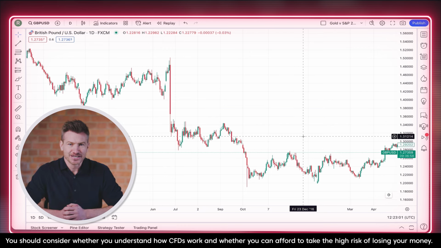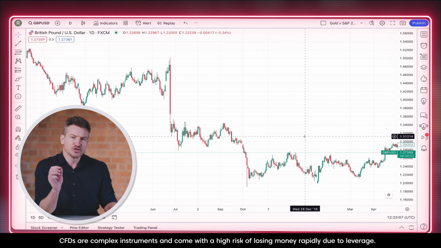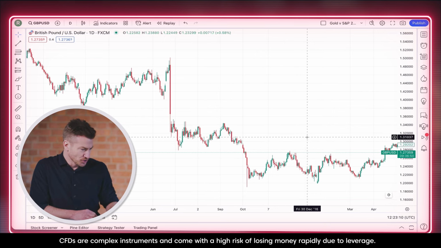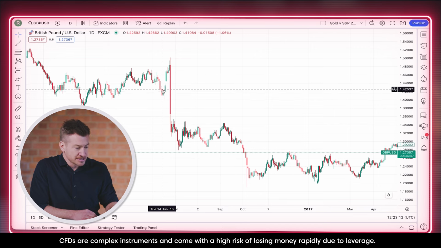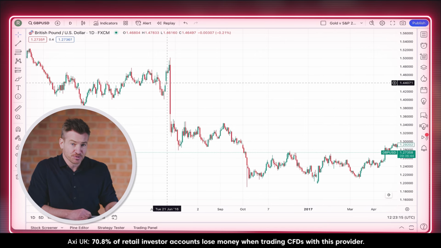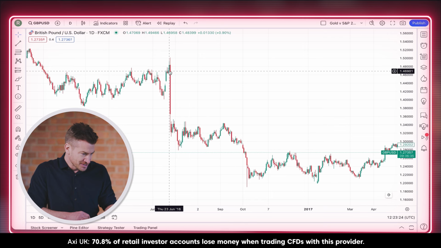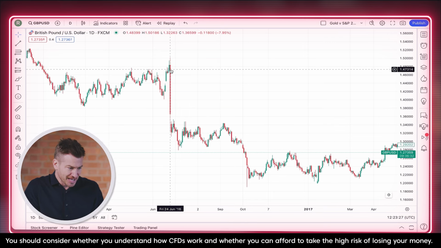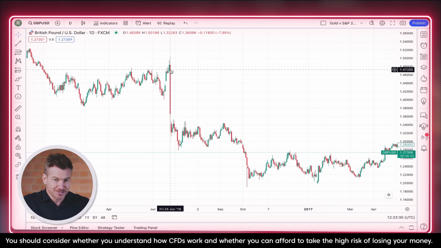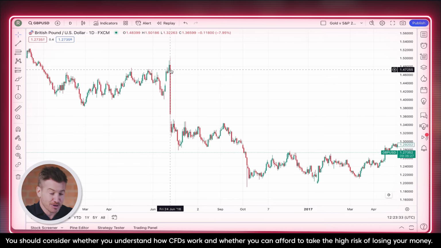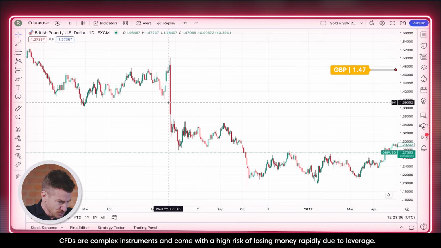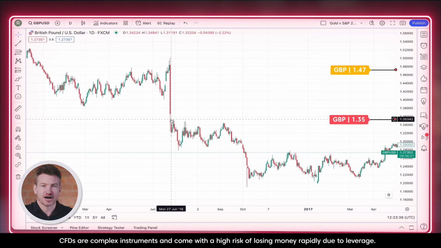Okay, to demonstrate this, let's look at the infamous Brexit vote from 2016. We're going to use the GB pound against US dollar here. As you can see on the chart, in the days beforehand, there was a strong expectation that the referendum was going to fail and that Britain would stay in the European Union. However, as we all know, this was not the case, and the unexpected result saw GB pound drop from 147 right down to 135 on the morning after the vote.